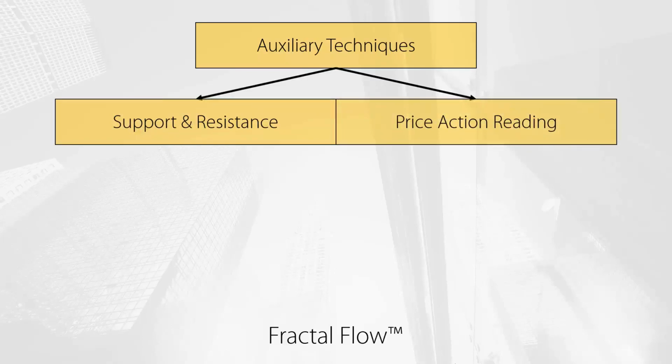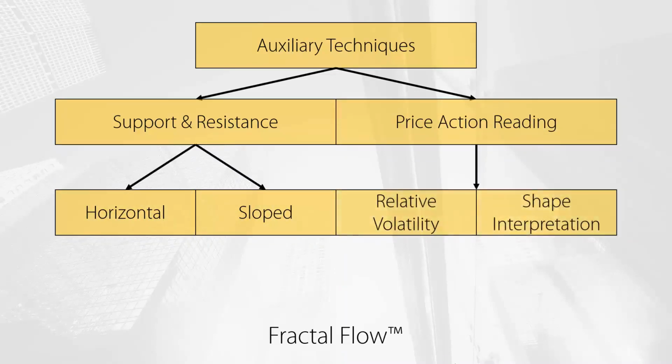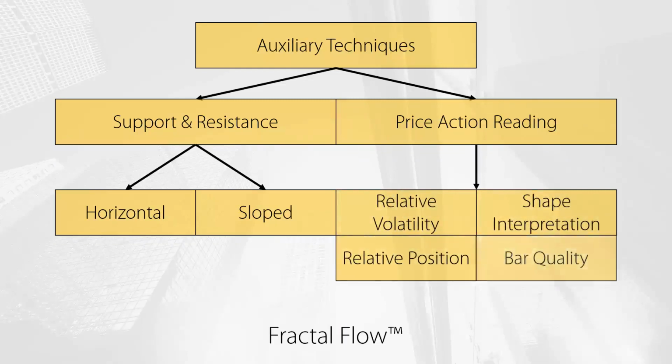Support and resistance lines can be either horizontal or sloped lines. The price action reading on a bar-by-bar basis is divided into 4 categories. These categories are the relative volatility, bar shape interpretation, relative bar position and bar quality. These are the technical analysis techniques that we are going to be exploring in the fractal flow strategy. However, before we begin exploring each technique, we need to understand the relationship between price action and momentum.